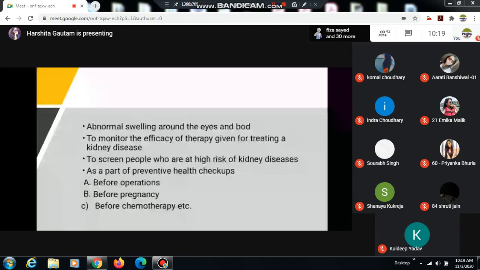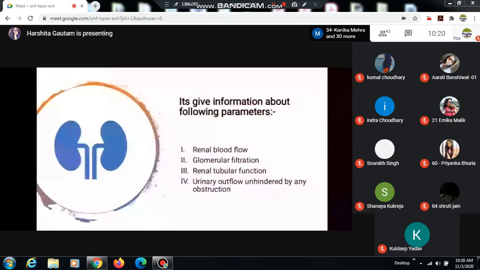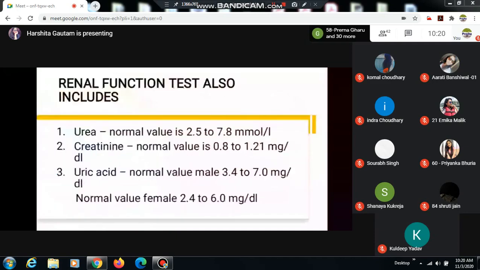For example, diabetic patients, those with high blood pressure, those with heart disease, for operations, before pregnancy and before chemotherapy, etc. It gives information about the following parameters: renal blood flow, glomerular filtration, renal tubular function, and urinary outflow unhindered by any obstruction. Renal function test also includes urea, creatinine and uric acid levels. It also tells about abnormal increment or decrement of these three parameters.